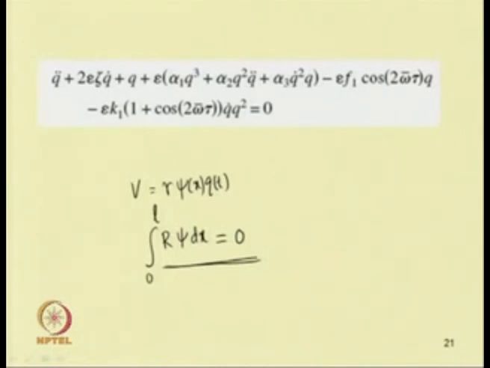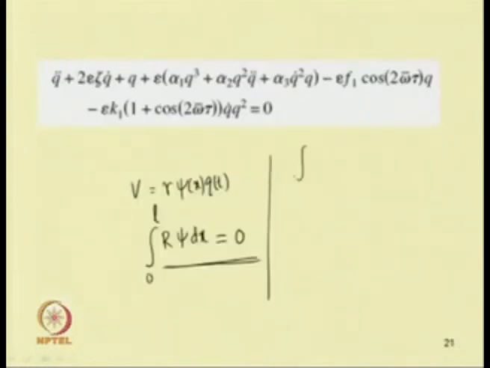For example, let us take only one term and see how it can be reduced. Let us take this first term, that is E I del fourth V by del S fourth. If you integrate that by substituting V equal to R psi(S) q(T), then this becomes E I, and we have to differentiate it four times. So, this becomes R, and now it is d fourth psi.